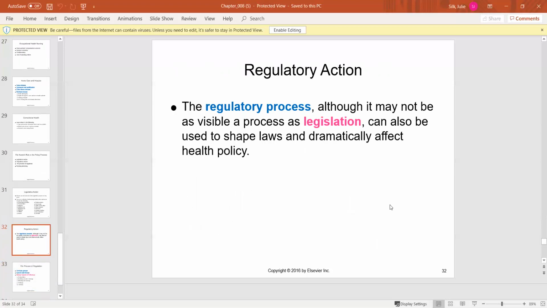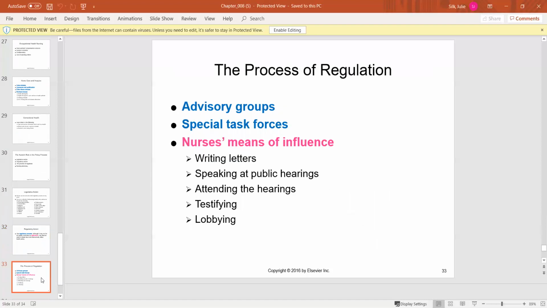Okay, and then this talks about regulatory action. So the regulatory process, although it may not be as visible a process as legislation, can also be used to shape laws and dramatically affect health policy. All right, so in the process of regulation, you have advisory groups and special task forces that people are on to help shape the policies in healthcare. So nurses' means of influence, like I said, are writing letters, speaking at public hearings, attending hearings, testifying, and lobbying. Those are all really important things that we can do to help make a difference.